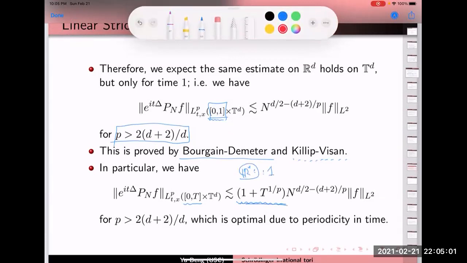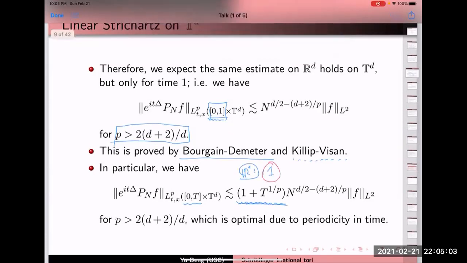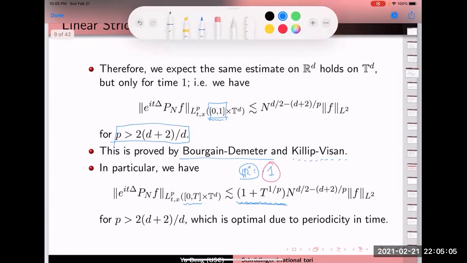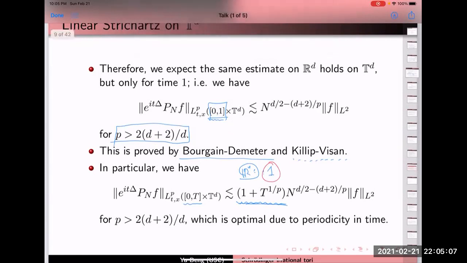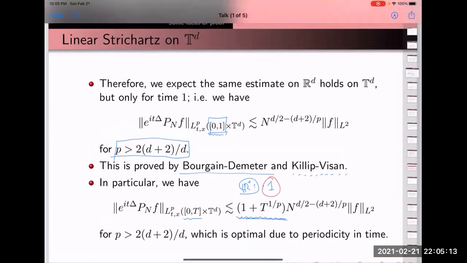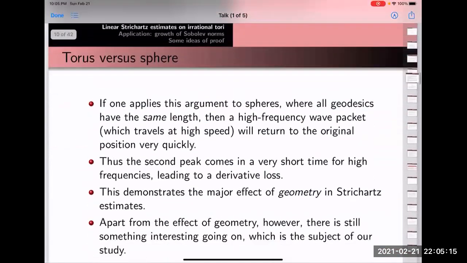We just have one. Okay, in the torus case, we have this particular value which corresponds to the second peak time at t equals 1. Okay, so this is a case of Strichartz estimate on torus. So we briefly mentioned the case on the sphere.